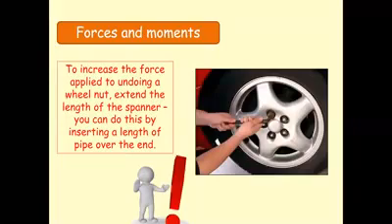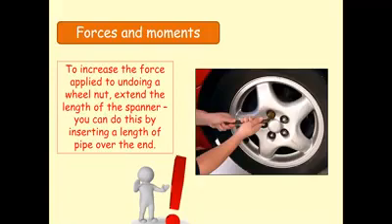Take a look at what is happening in this picture. Here we can see a man trying to loosen the wheel of his car, and he's using a spanner. To increase the force applied to undoing a wheel nut, he needs to extend the length of the spanner, and this can be done by inserting a length of pipe over the end. Don't forget that we say that the longer the spanner, the greater the turning effect.